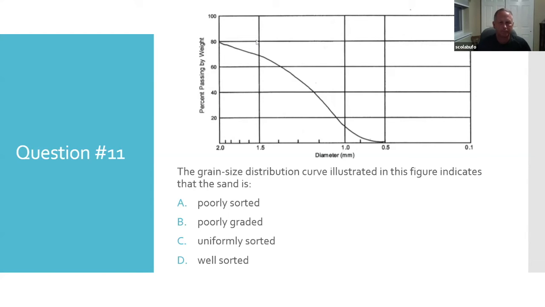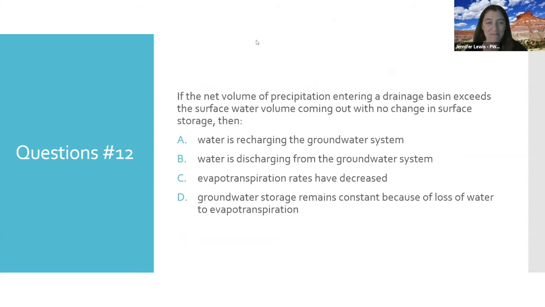No geotech engineer is allowed to vote on this one. Okay, the answer is A, poorly sorted. Definitely don't go with the person that's making the marks.